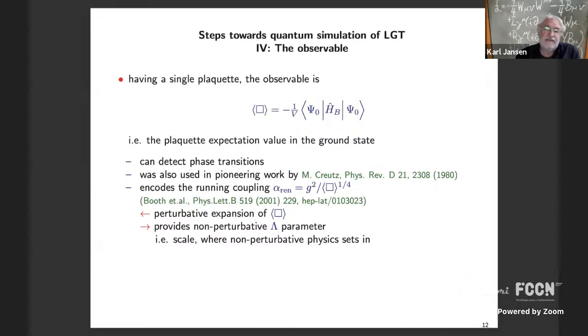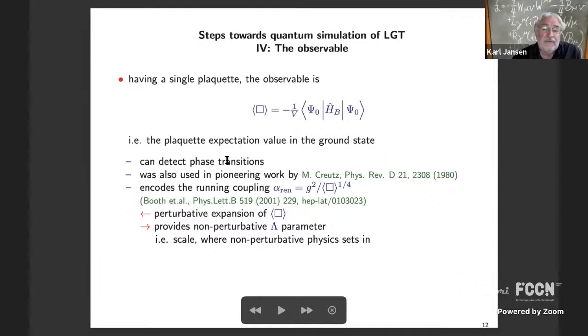And just to say this, the same thing was used in the 1980s by Mike Creutz in his pioneering work to show that you can use Monte Carlo methods to do calculations in lattice gauge theory. And this really opened the field of the numerical simulations that we did, and where we reach today the physical quark masses on lattices that are as large as 100 cubed times 200, right? So this is one thing.